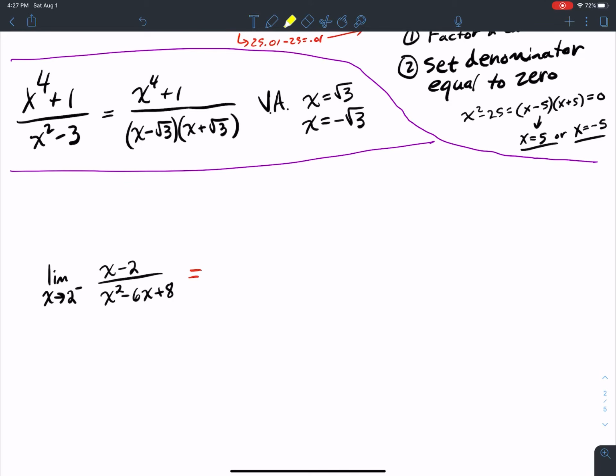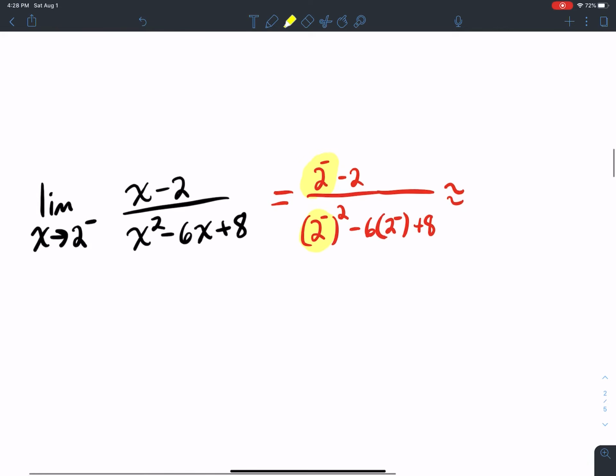All right, so let's evaluate this limit here. The limit as x goes to 2 from the left. So from the left here, I'm going to plug in this 2 from the left. Now, when I think of 2 from the left, I think of something slightly smaller than 2, like 1.99 or something. Right?